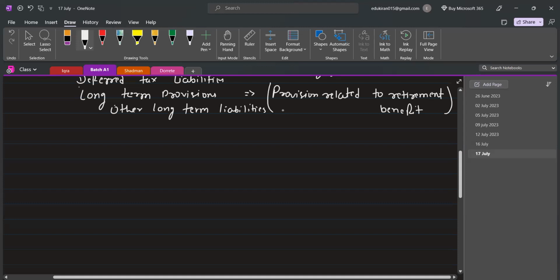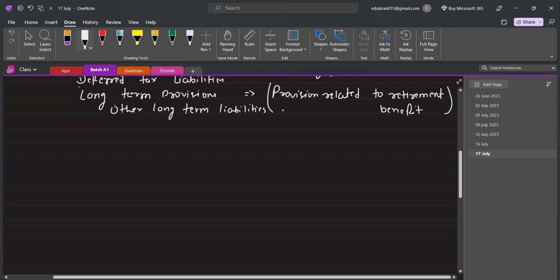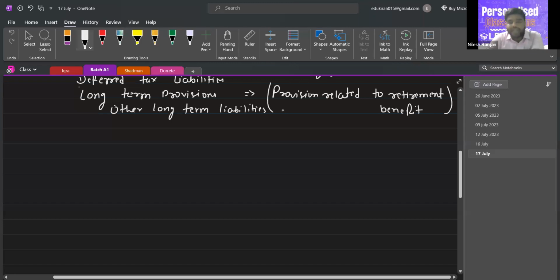Okay, sir. Sometimes there are different kinds of provisions, like provision for tax, which is actually a short-term provision, because you have to pay tax every year. So in the current year, if you are providing for tax, then you have to pay within 12 months. So it is a short-term provision. Okay, sir. In provision related to retirement benefits, there is provision for pension, provision for superannuation fund, or provision for gratuity. These are different types of retirement benefits given.